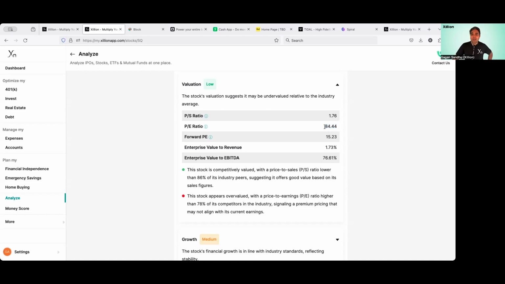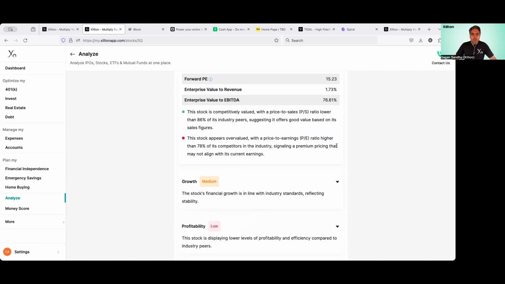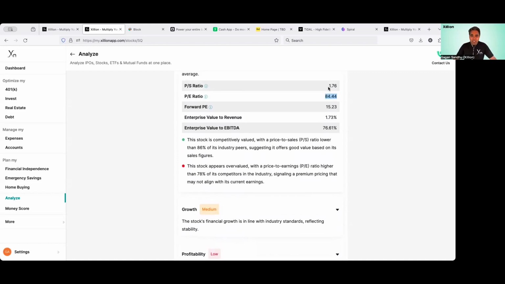For reference, long-term average for S&P 500 price to earnings ratio is about 15-16. Right now, market is a little frothy. We are at about 20 to 21, somewhere around that at this time. So overall, based on these metrics, Square is on the cheaper side at this point.